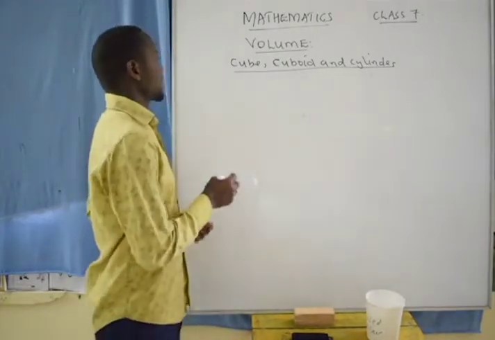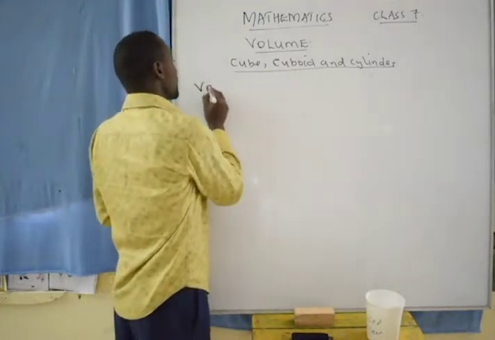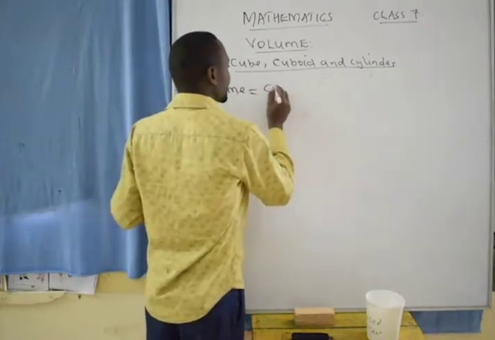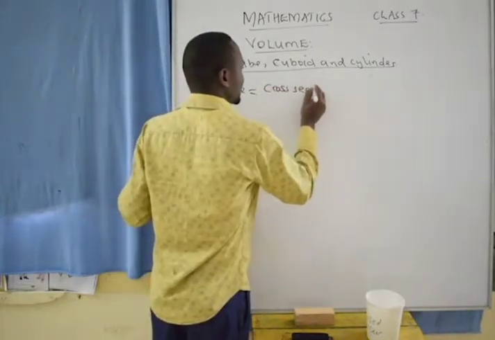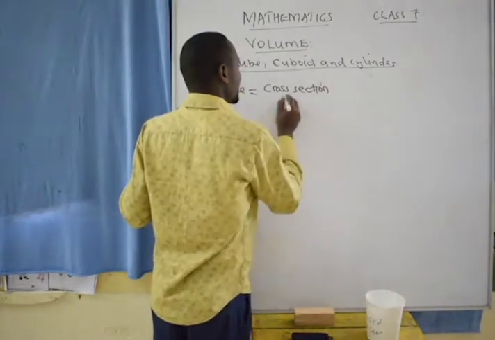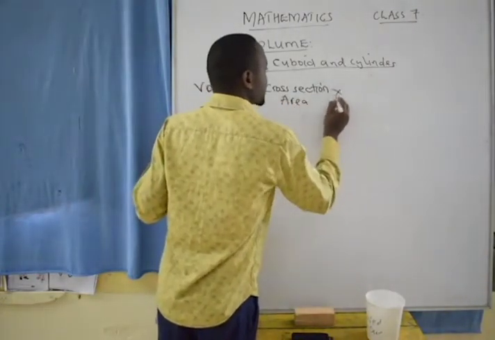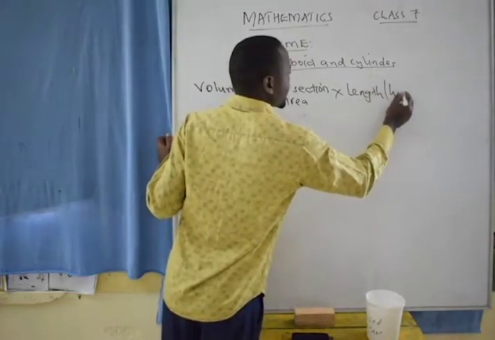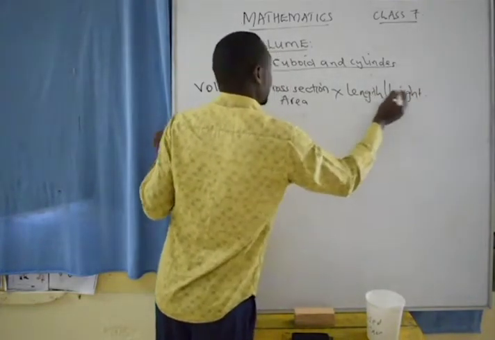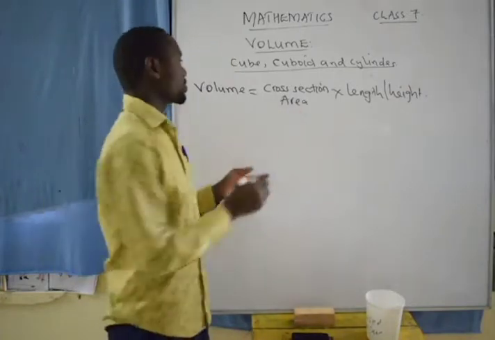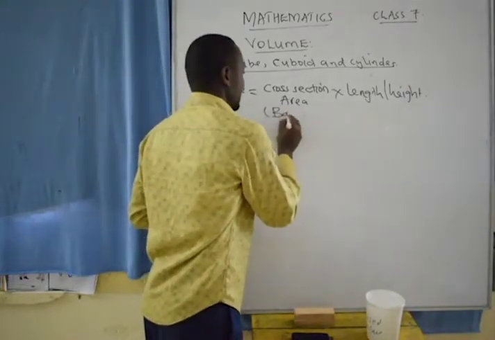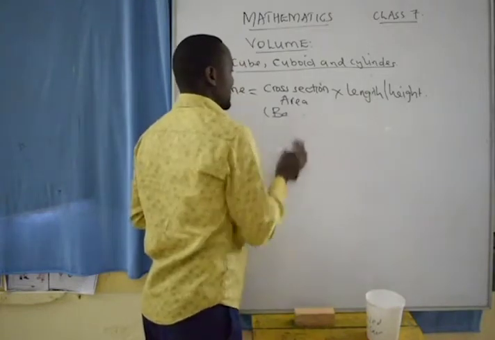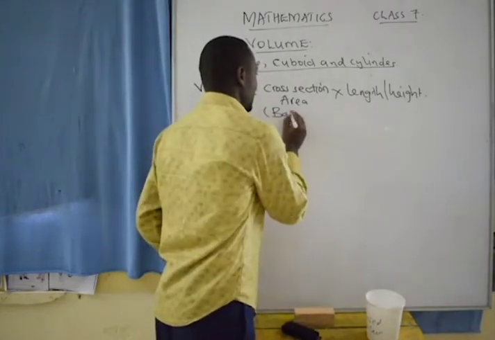We say that the general formula for getting the volume of solids is the cross-section area, the area of the cross-section, times the length or the height. The area of the cross-section is also called the base area.